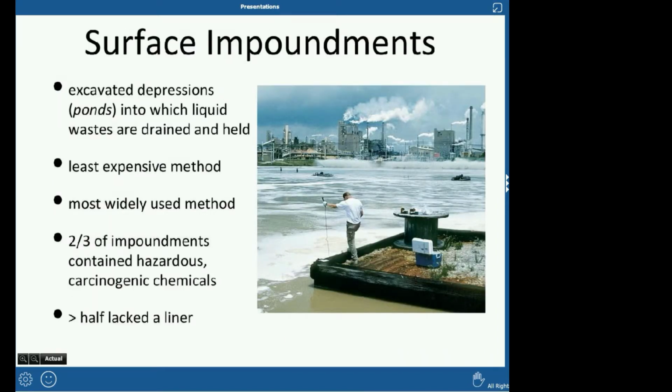There are other things called surface impoundments. They're basically excavated depressions, called ponds, and they drain liquid waste into them and just hold on to it. This is the least expensive and most widely used method because it's cheap. Two-thirds of these contain hazardous, carcinogenic chemicals, and over half of them also lacked a liner, so the waste could percolate into the groundwater.